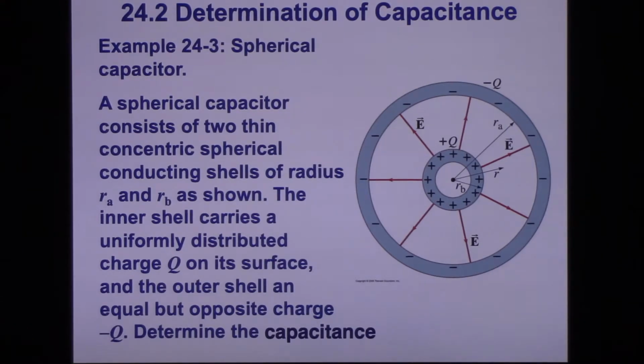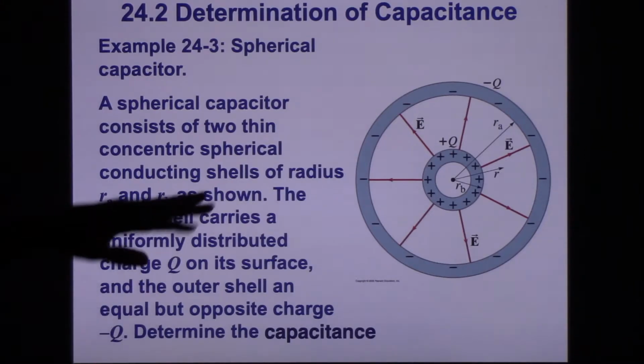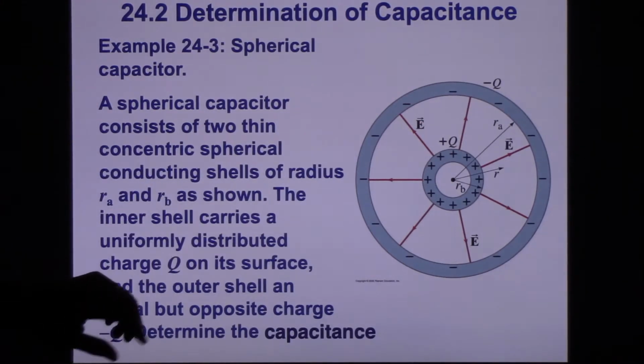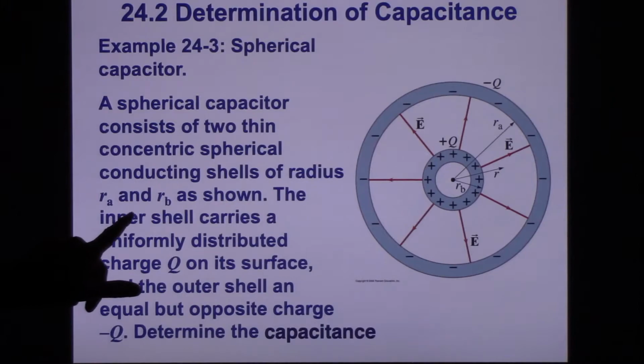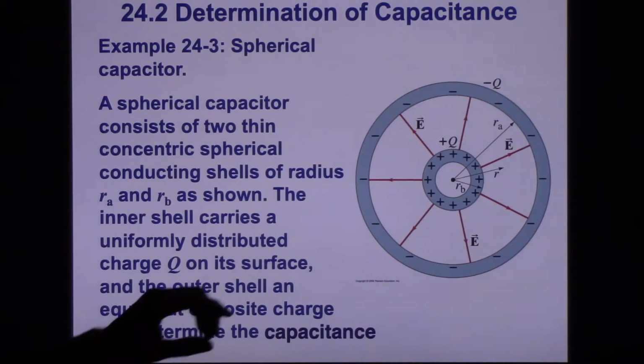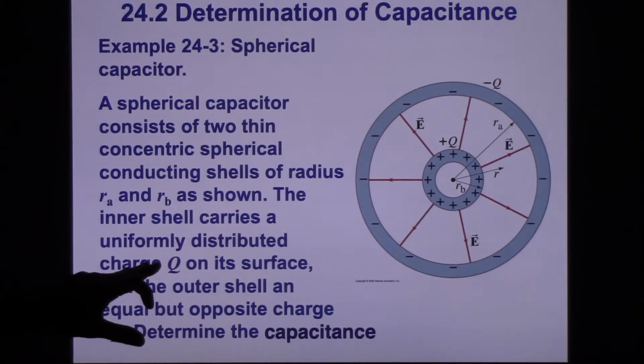But here are the concentric spherical conducting shells. Now, again, they're calling it R sub A, R sub B. I think they use the very same picture, even though it's a sphere this time.